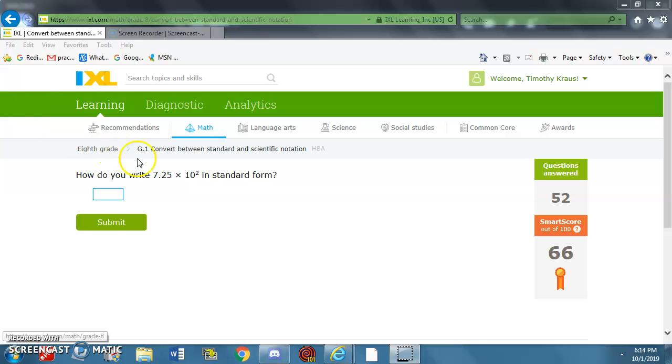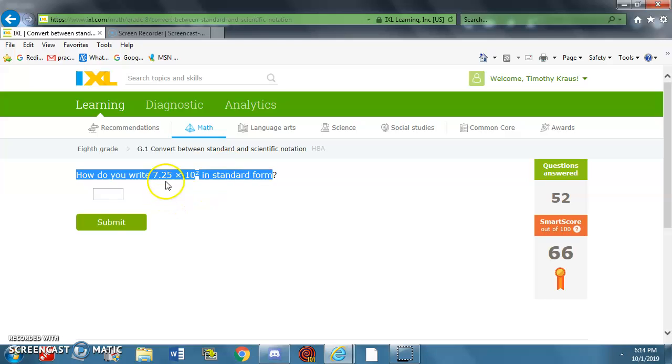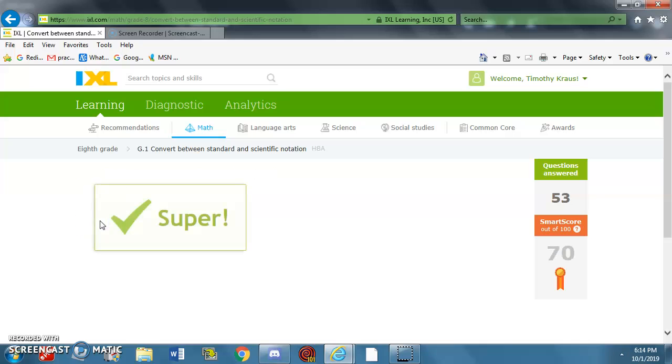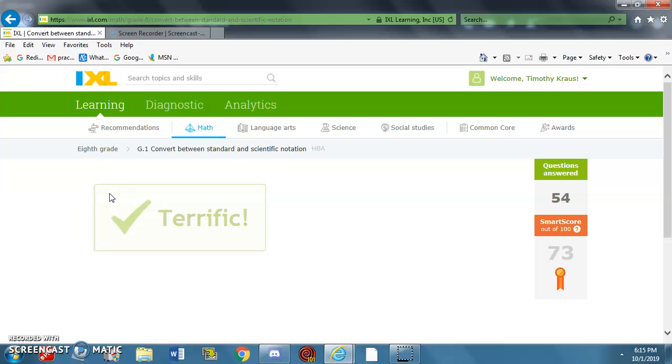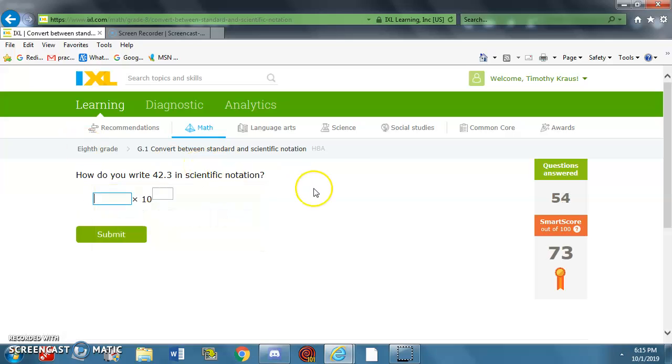Okay. Let's see. How do you write this to the second power in standard form? Let's see. 1, 2. So I would say it would be 725. Super. How do you write this in standard form? 0.823. Yo, I'm like big brain right now. How do you write this in scientific notation?